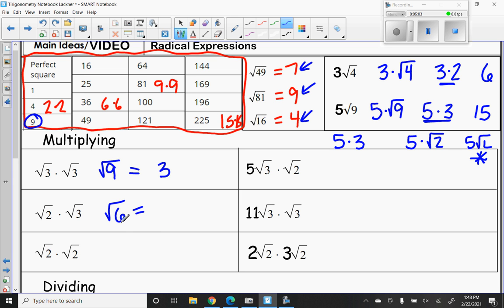So the radical 6 cannot be broken down. The only perfect square that goes into it is 4, and 4 does not go into 6 through multiplication. So actually, the square root of 6 is its final answer. We cannot reduce that any further.